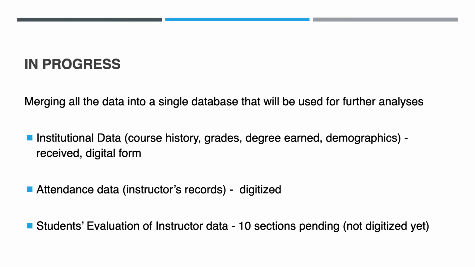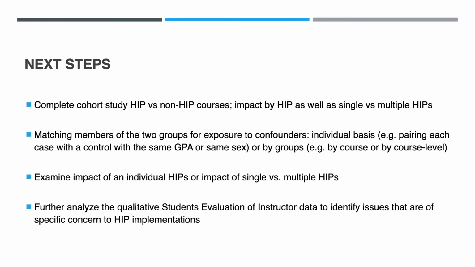Once we finish, we're going to be ready to complete that basic cohort study, just HIPs versus not HIPs, regardless of anything else. Then maybe, if the sample sizes are good enough, we can look at what the data says per specific HIP. What does the data say for writing intensive? Or what does the data say for undergraduate research? Or maybe comparing the impact when only a single HIP was used versus two HIPs were used, and so on. And then more refinements will be done after that first step.